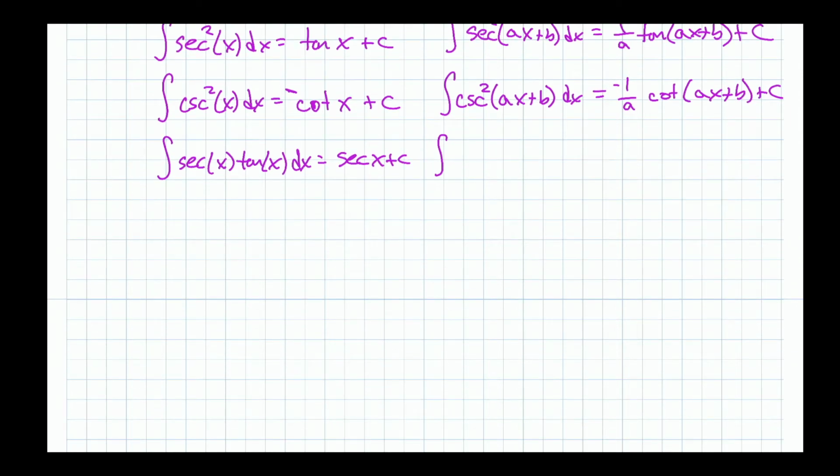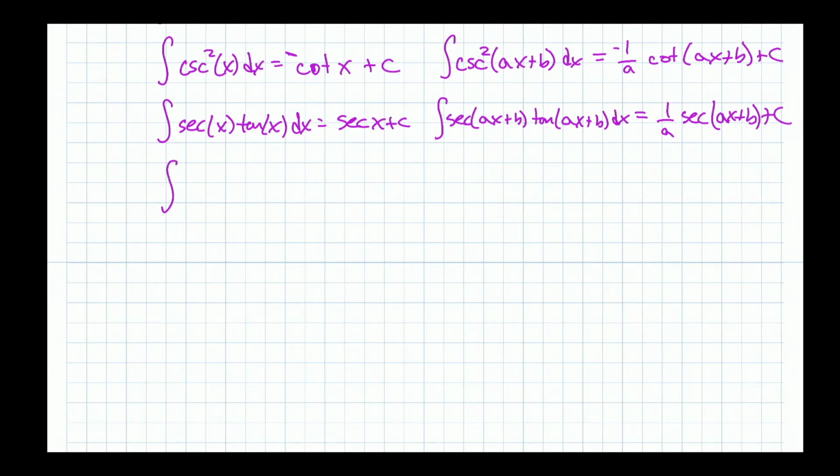And then you have to do secant ax plus b, tangent ax plus b. Those would have to be the same in order for this formula to be correct. And it'll be 1 over a, not negative 1 over a. Secant ax plus b plus c.